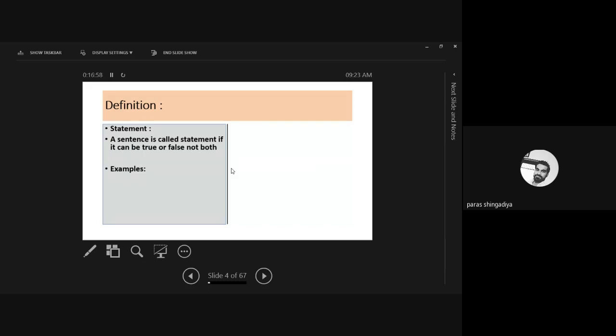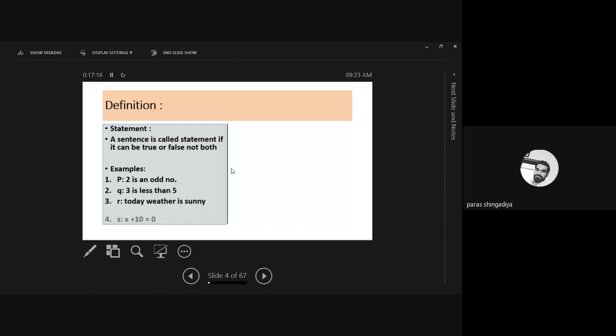Any sentence you can write, you can speak, and then after checking its output, it should be true, otherwise false, but not both. Clear? It should be either true or false, but not both. So that sentence is called a statement.